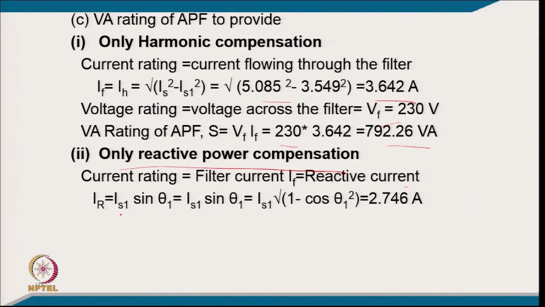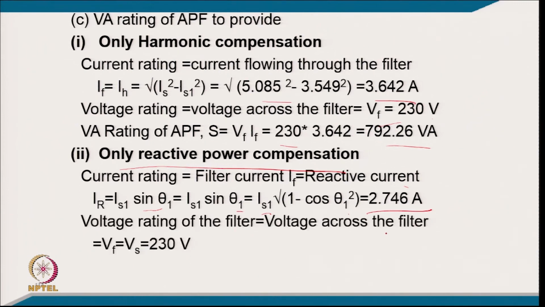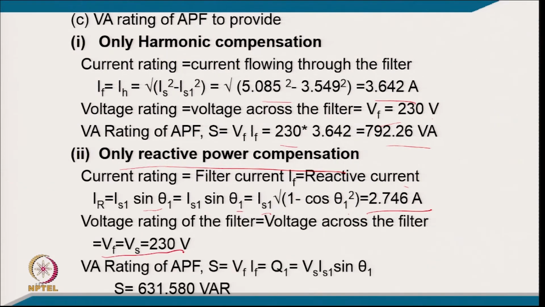So, that will be IR equal to IS1 sin theta 1, that is IS1 under root 1 minus cos square theta 1, which comes to 2.746. This is only for reactive current compensation, and the voltage rating of this shunt active filter is the same as the supply voltage, that is the point of common coupling voltage, 230 volt. The VA rating is VF IF, that is the fundamental reactive power Vs1 IS1 sin theta 1, and it comes to 631.58 VAR.